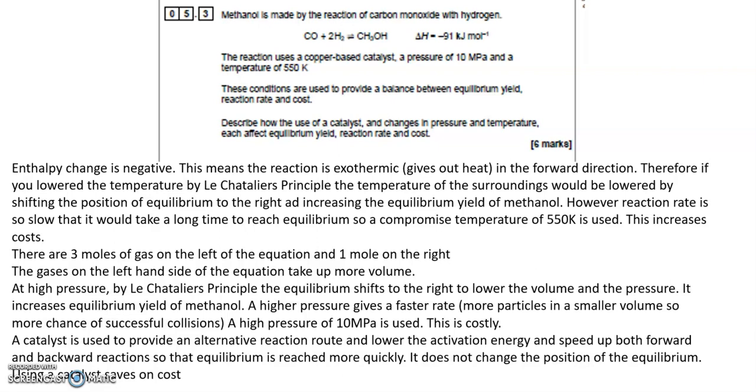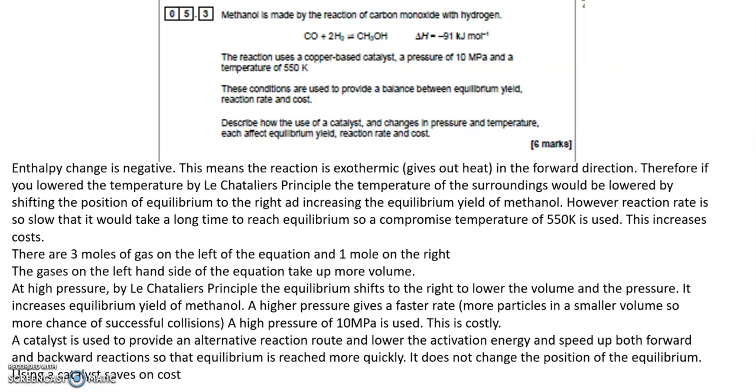Let's have a look then. So enthalpy change is negative, it's an exothermic reaction, it gives out heat in the forward direction, that's when it goes left to right. Therefore, to increase the yield of the methanol, if that's what we're trying to do, if you lower the temperature by Le Chatelier's principle, it will oppose that change and try and raise the temperature. It would raise the temperature by shifting the position of equilibrium to the right because it's exothermic and going to give out heat to the surroundings in that direction. So if you lower the temperature of the surroundings, it will increase the temperature of the surroundings by shifting the position of equilibrium left to right and making more methanol.